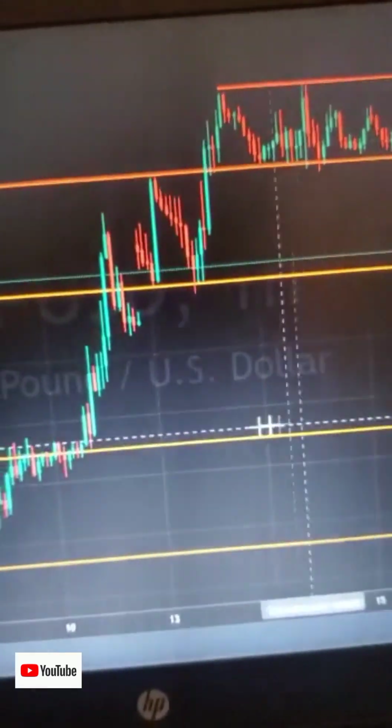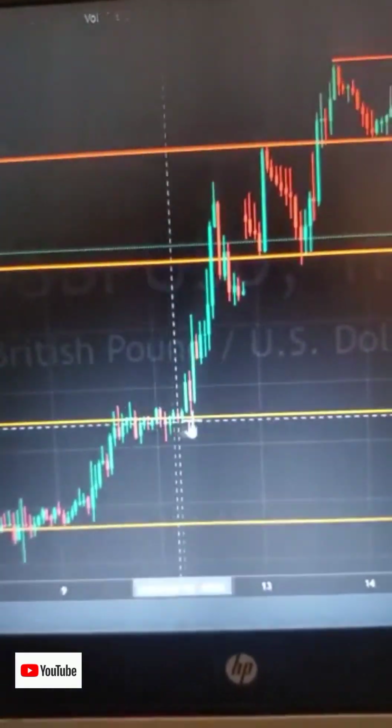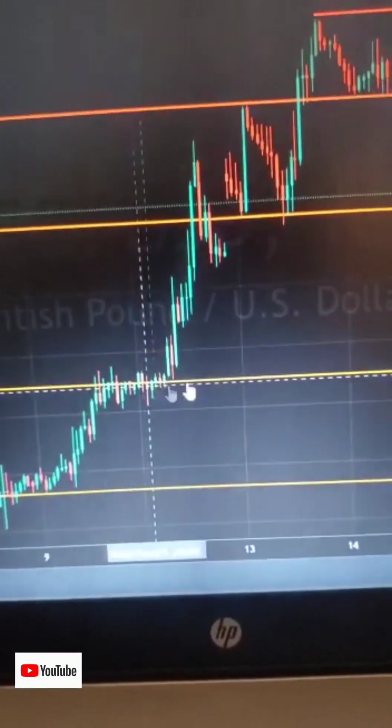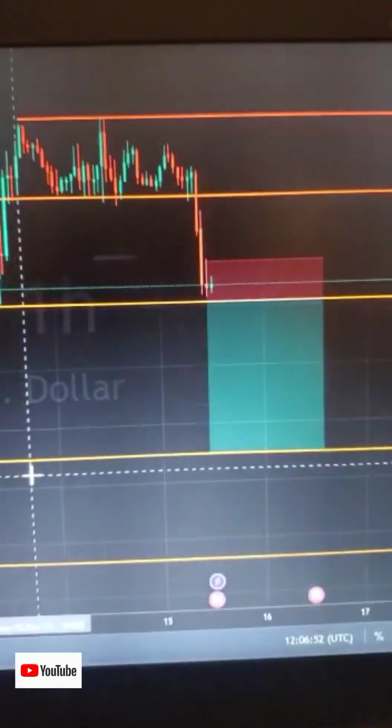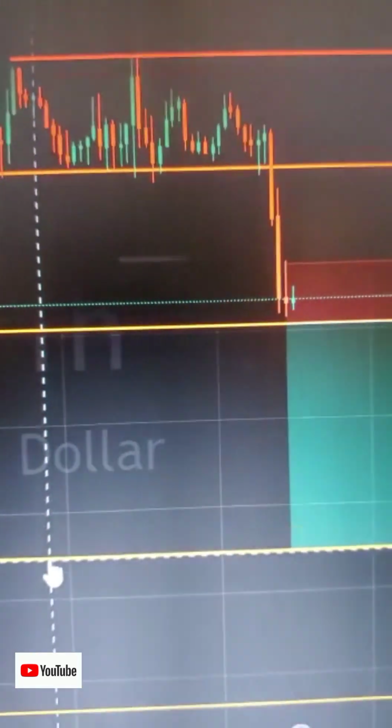This is gonna be massive. The take profit is at the previous support where there was a choppy market here. See? So I'm gonna give you feedback on how this market goes.